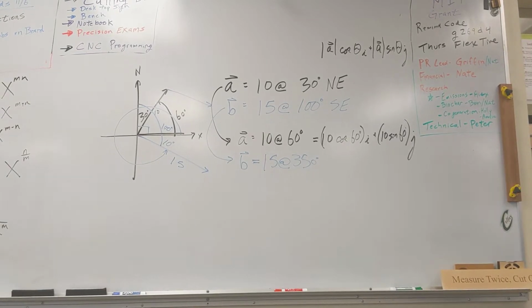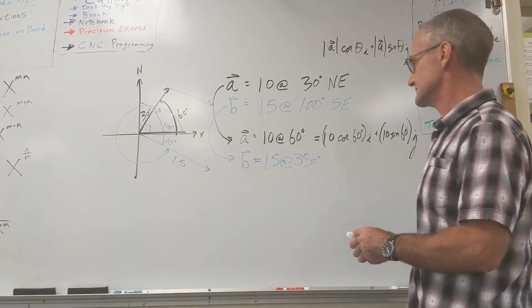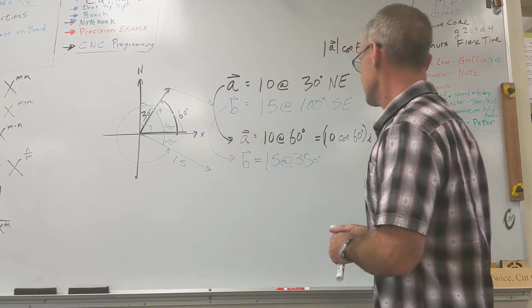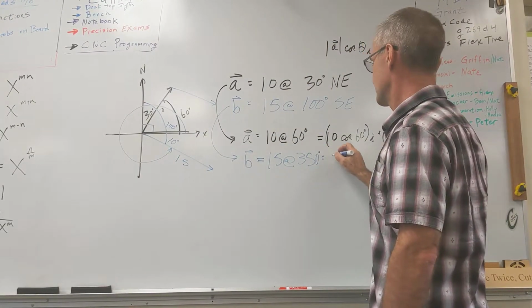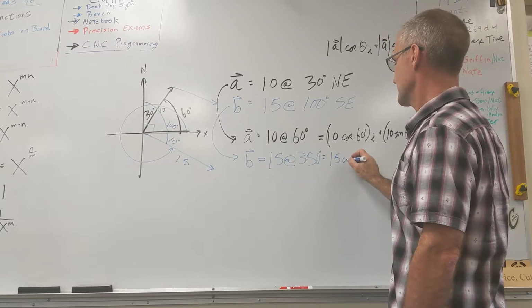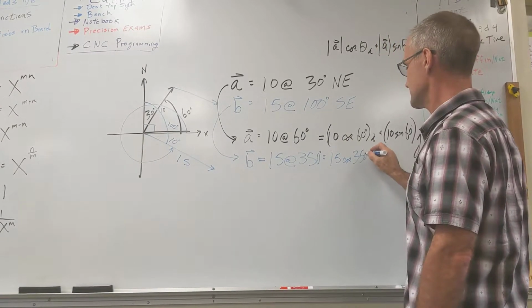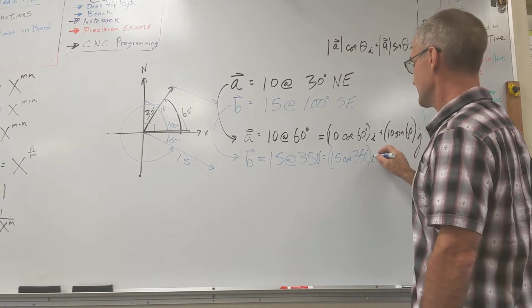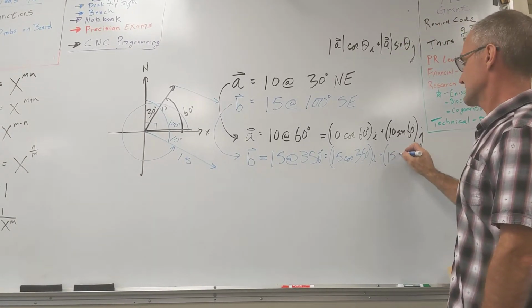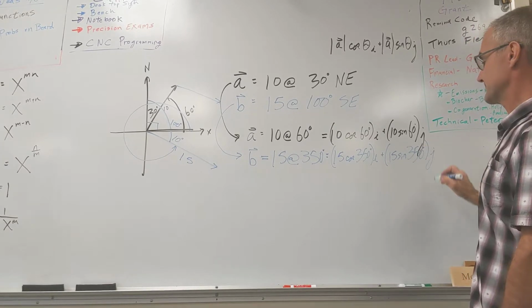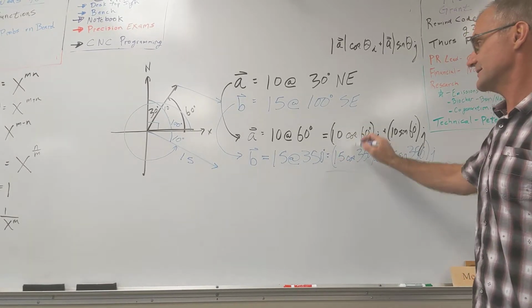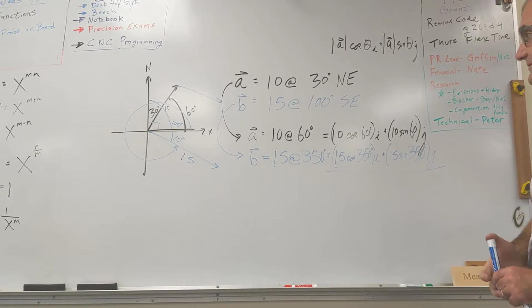I'm going to do that with my second vector, my blue vector here. That's going to be equal to 15 cosine of 350 degrees, i, plus 15 sine of 350 degrees, j. And the beauty is now I just add those together to get my resultant vector.